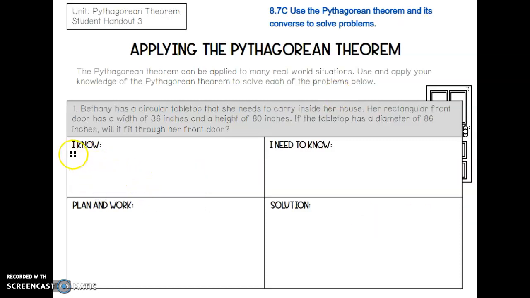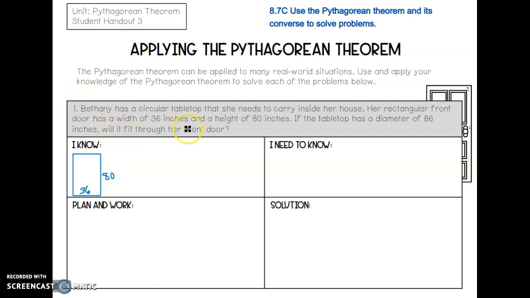You just try a different color. There, you might see that a little bit better. So you guys know what a door looks like. The door is a rectangle. Typically, they're tall rectangles so that you're able to walk through them. Bethany's door has a width of 36 inches and a height of 80 inches. So let's label that: 36 and 80. That is one of the things that we know.